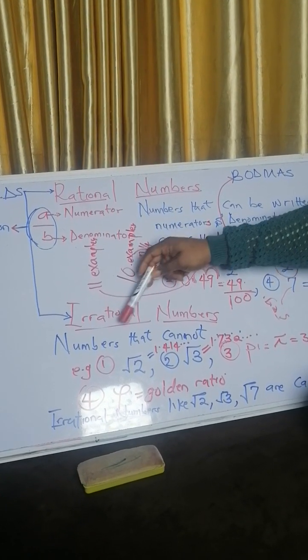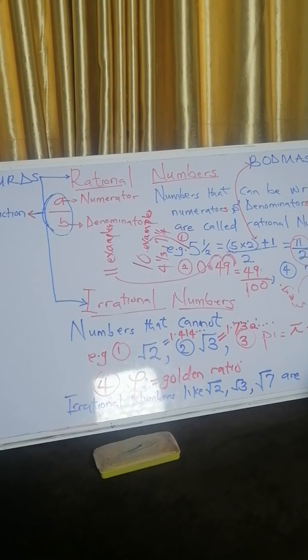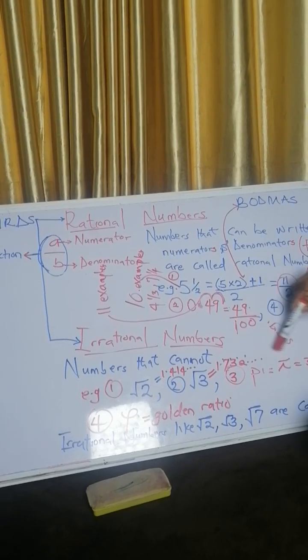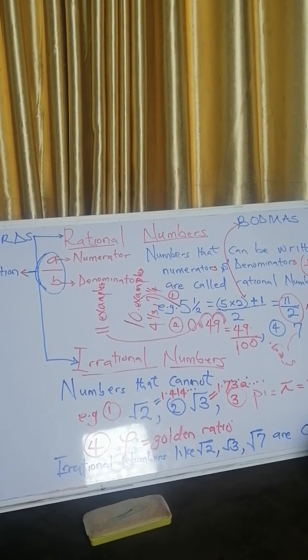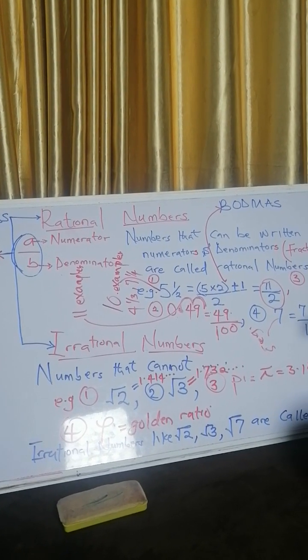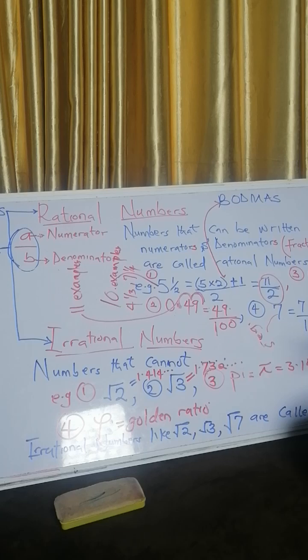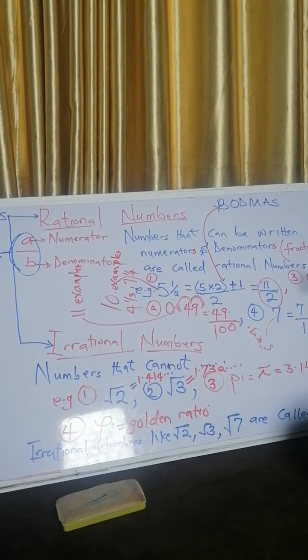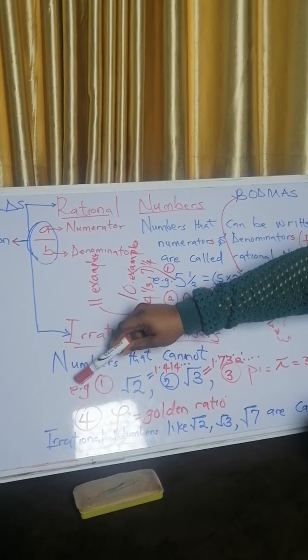If you look at it very well, these are numbers that cannot be written as what? Numerator and denominator, or that cannot be written as fractions. That is just simple, straightforward. It cannot be written as fractions at all, which is what we have here. So irrational number, and I give an example here.